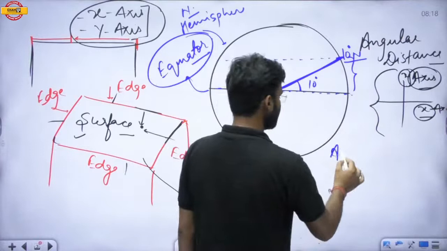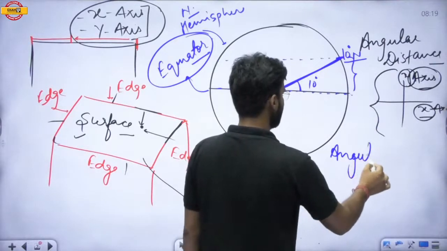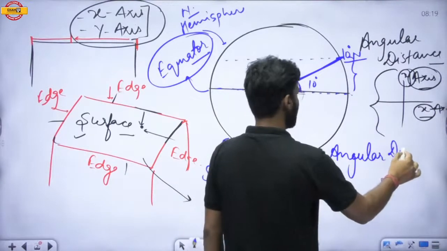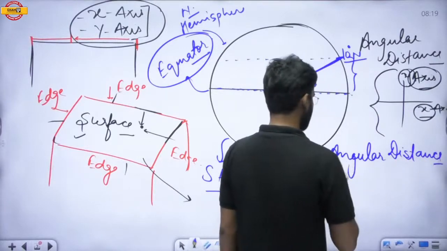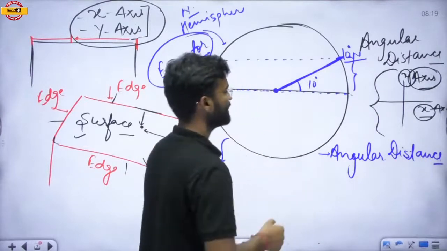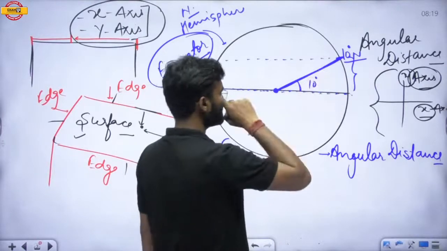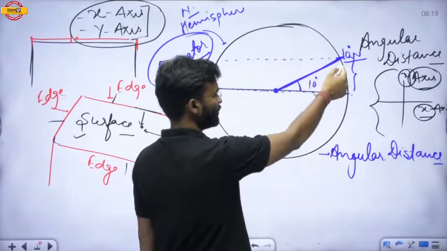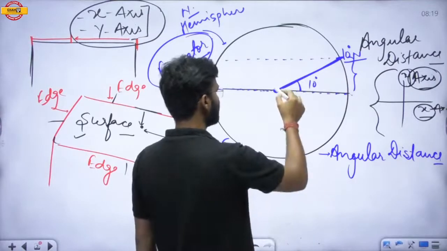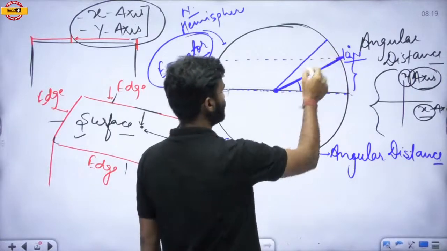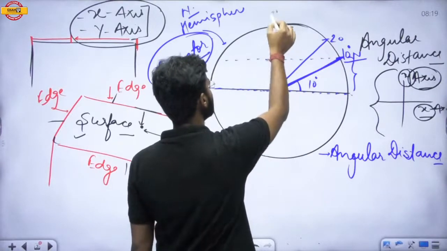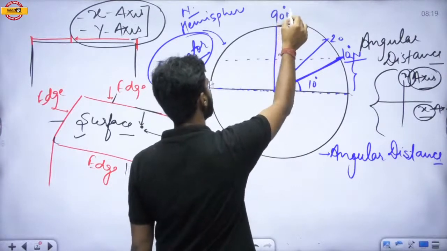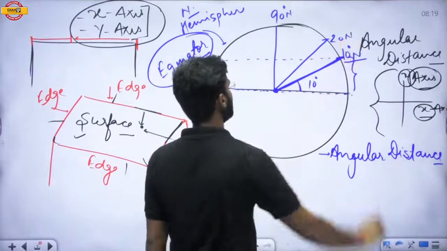So what is latitude? Latitude is basically the angular distance. Suppose here is 10 degrees, that means the angular distance is 10 degrees, so it is the 10 degree latitude. If the angular distance is 20 degrees, this is the 20 degree latitude. If the angular distance is 90 degrees, this is the 90 degree latitude. So latitudes are angular distances.